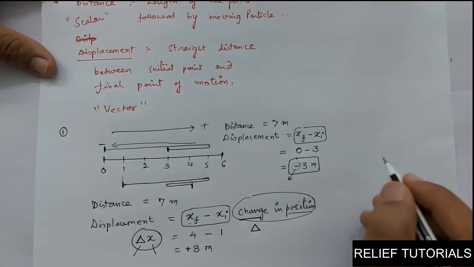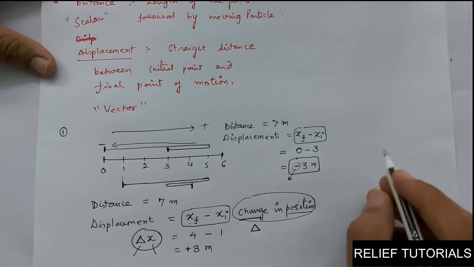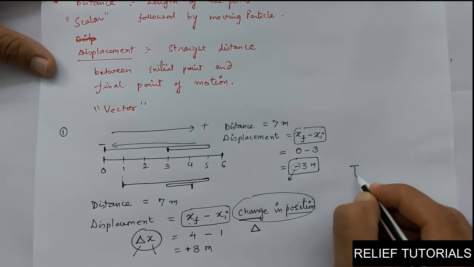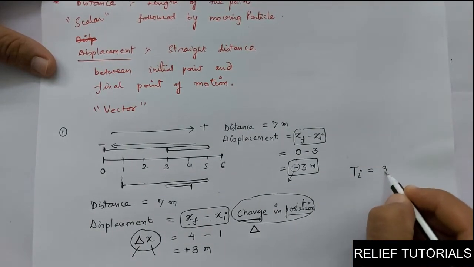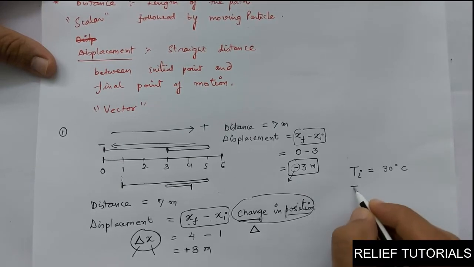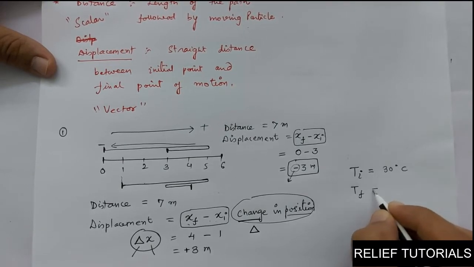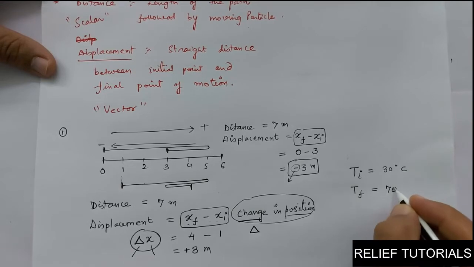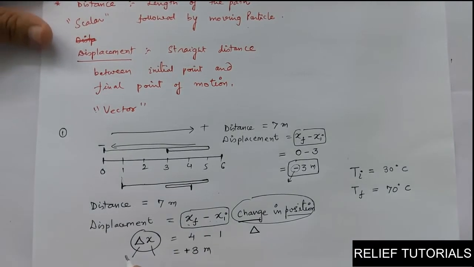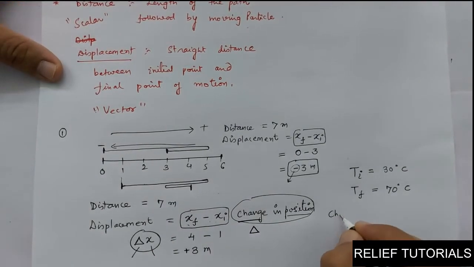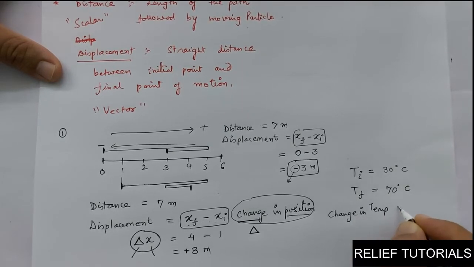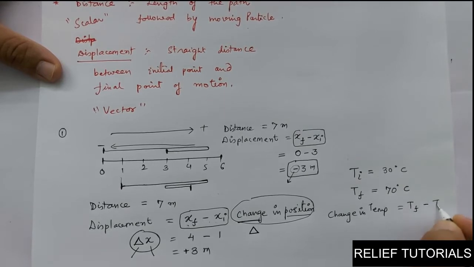For example, let us say the initial temperature of a boiling substance is 30 degrees Celsius, and after some time, because you are giving heat to this substance, the final temperature noted is 70 degrees Celsius. If you are asked what is the change in temperature, then what will you do? To find the change in temperature, you will do like this: change in temperature is equal to final temperature minus initial temperature.